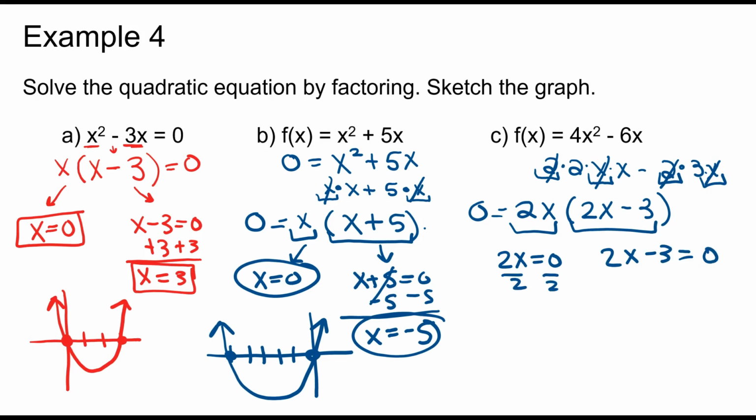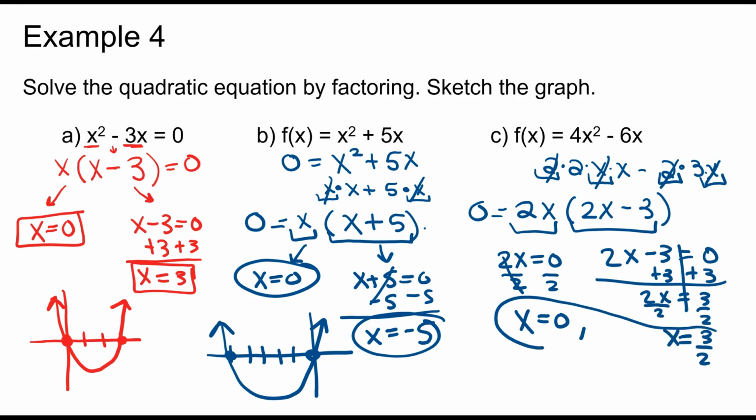Divide both sides by 2. x is equal to 0. We'll add 3 on both sides. 2x is equal to 3. Divide both sides by 2. x is equal to 3 over 2.